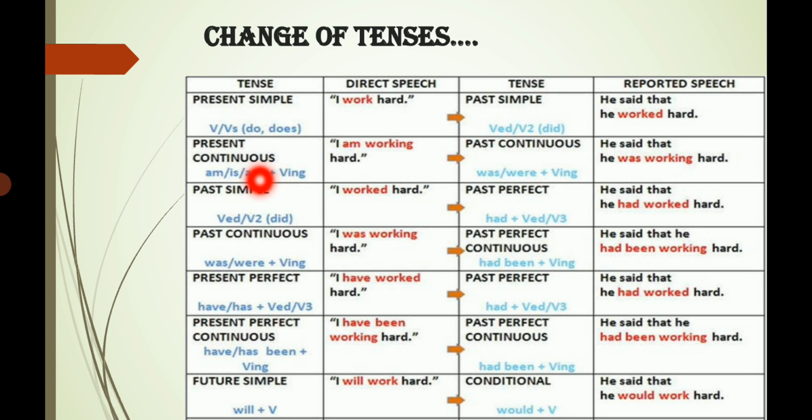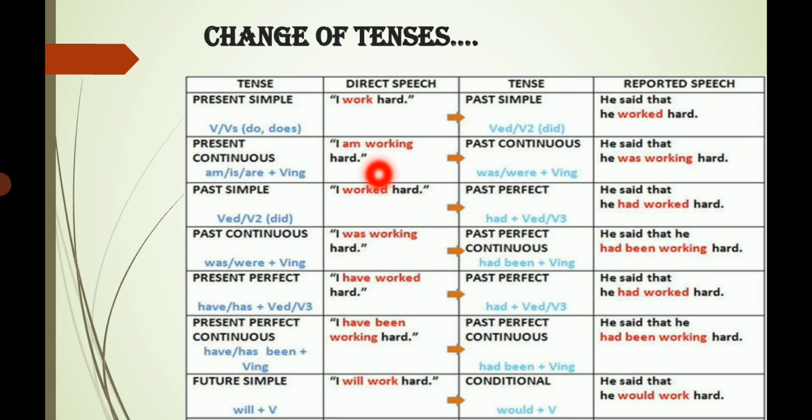Okay, next tense is present continuous. In present continuous we use is, am, are with the first form and ing form of verb, and it will be changed into past continuous, and in past continuous we use was, were as a helping verb and ing form of verb. So if the sentence is I am working hard, it will be changed like this: he said that he was working hard.